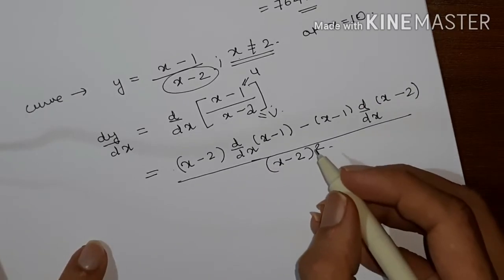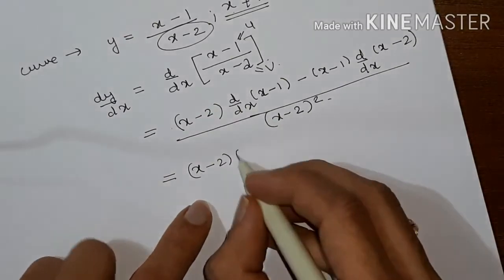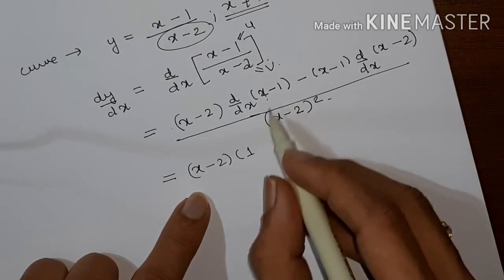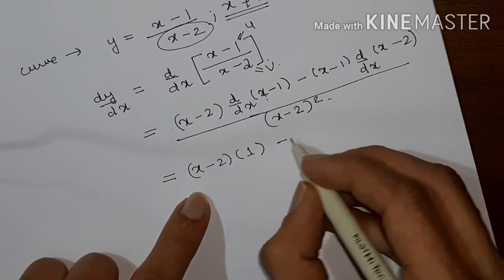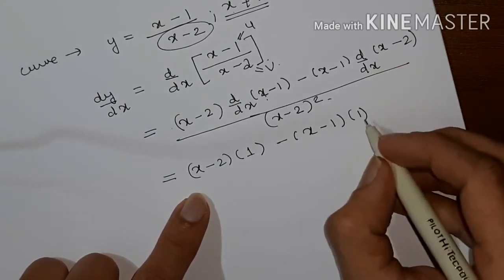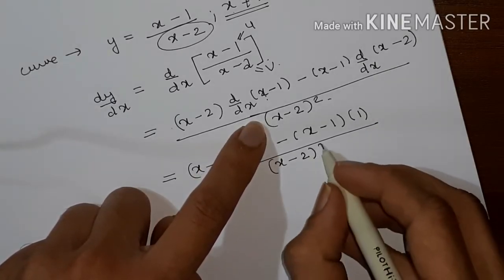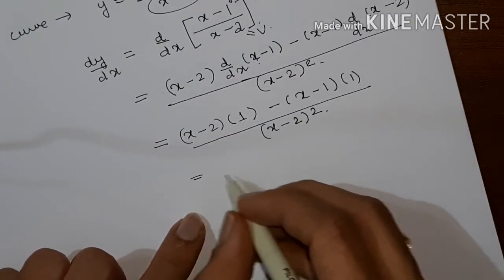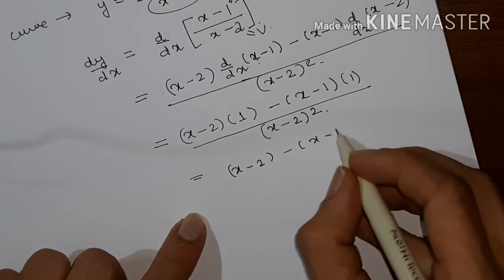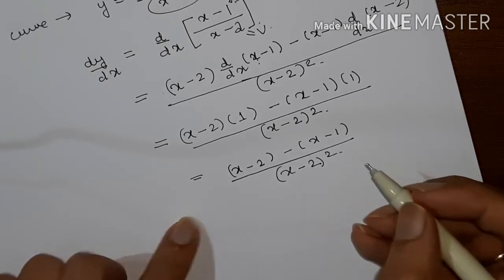the whole divided by (x minus 2) the whole square. So what we will get here: x minus 2 multiplied by the derivative of x minus 1, which is 1, because the derivative of x is 1 and the derivative of 1 is 0, minus (x minus 1) multiplied by the derivative of x minus 2, that is 1, divided by (x minus 2) the whole square. So we get (x minus 2 minus (x minus 1)) divided by (x minus 2) the whole square.